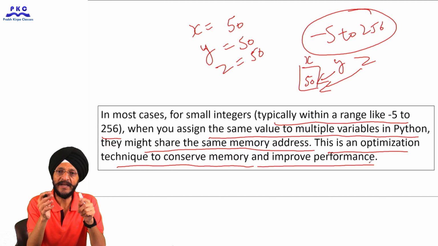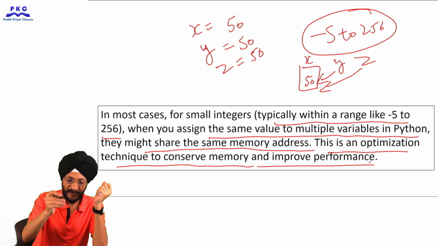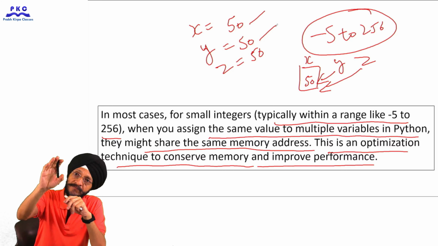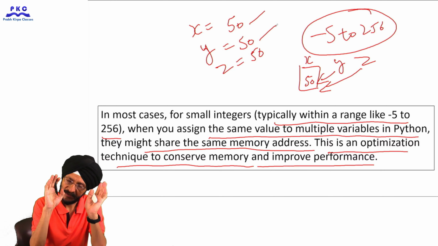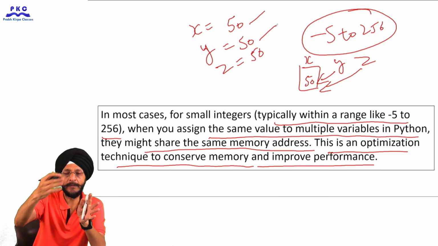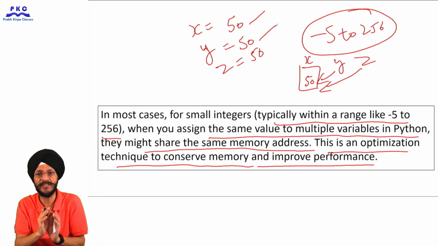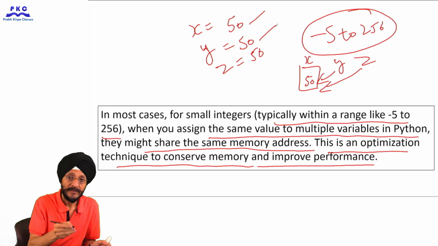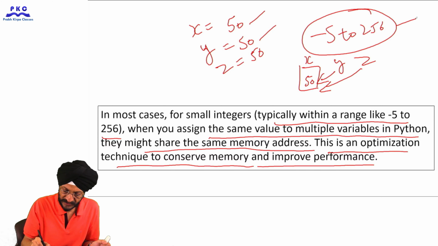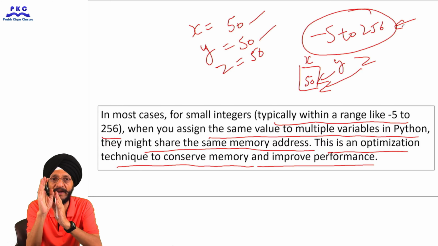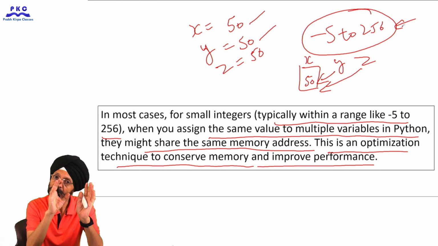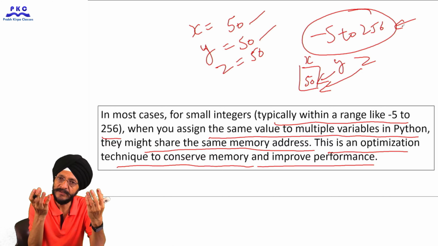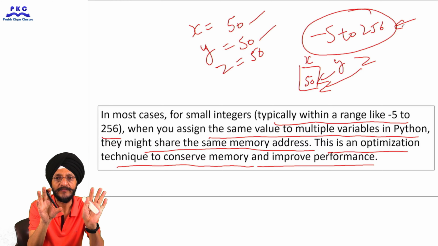However, it may be added that it is not guaranteed that when you write x is 50 and y is 50, there will always be the same memory address. Though in most cases it may happen that the memory location will be the same in case of x 50 and y 50. It is given that for the specific range of -5 to 256, the memory location will be the same in most cases.